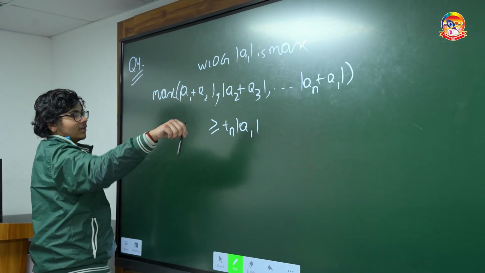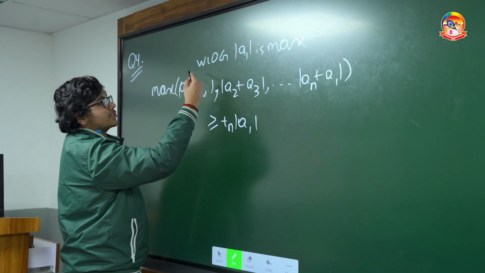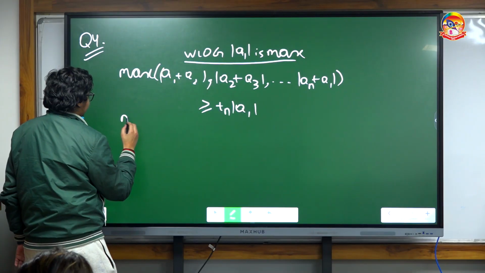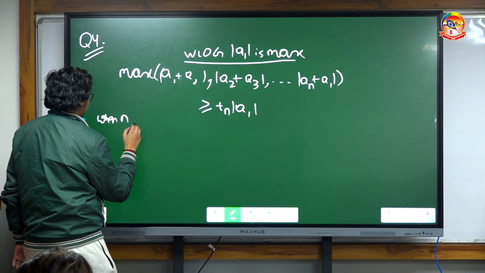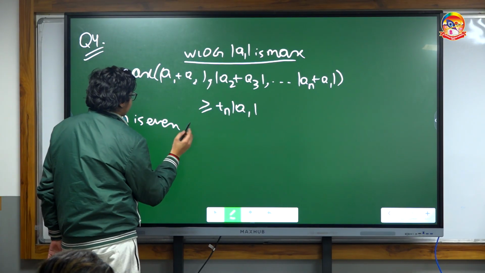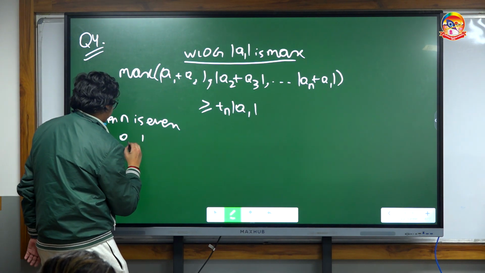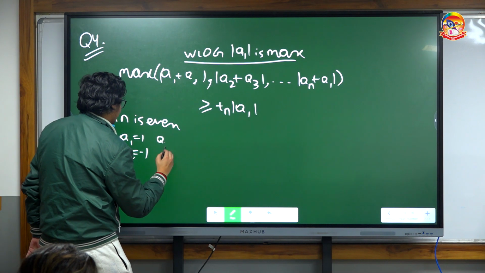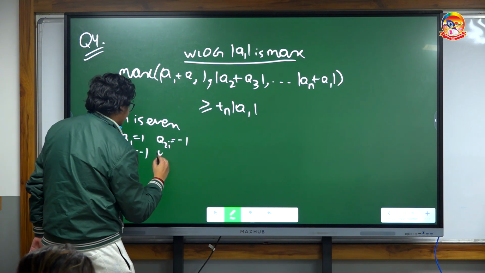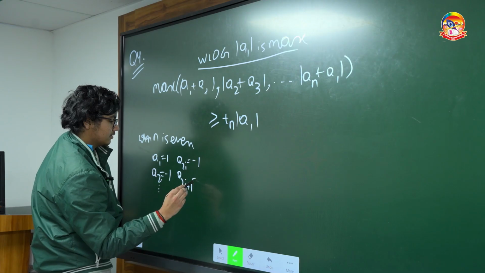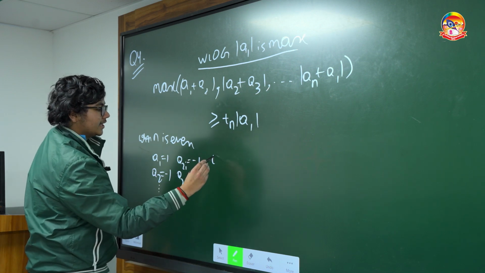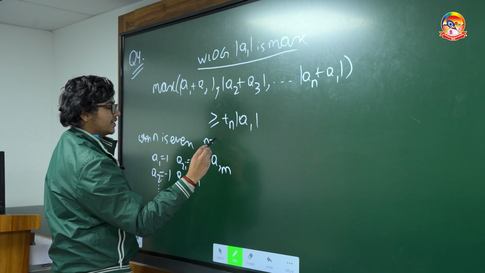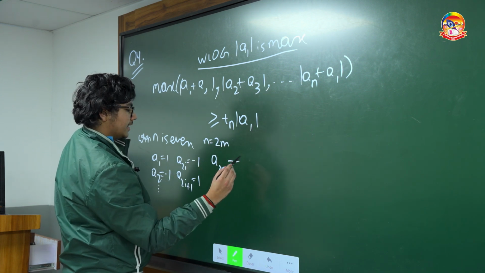क्योंकि ये इनइक्वालिटी जो गिवन है साइक्लिक है, तो विदाउट लॉस ऑफ जनरैलिटी शुरू में ही मान लेते हैं कि mod A1 is max. तो फिर when n is even, we have one construction, say A1 is equal to 1, A2 is equal to -1, and similarly A2i is equal to -1, A2i plus 1 is equal to 1. Last term would be A2m, for n is equal to 2m, which is equal to -1.